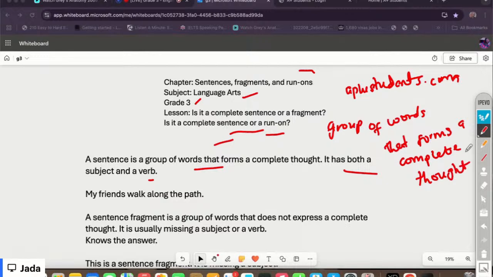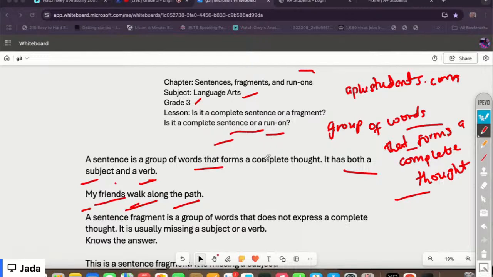Okay. So a sentence is a group of words that forms a complete thought. It has a subject, so take note of the subject, and a verb. For example, we have: my friends walk along the path. Now, my friends here is the subject. Walk is the verb. Okay, so subject and verb. A complete sentence will have both of them.